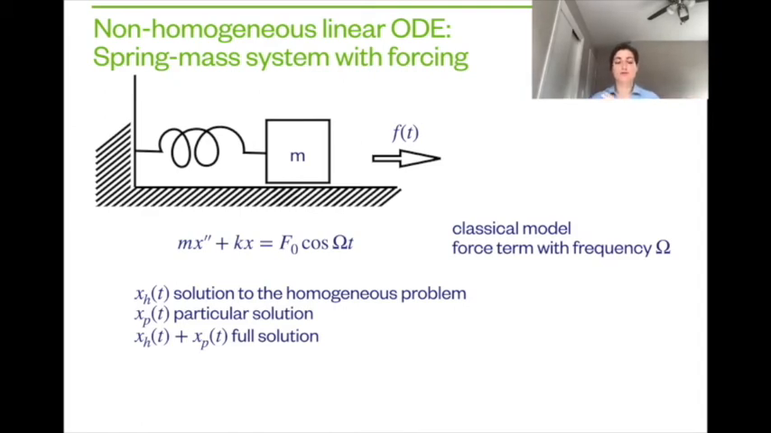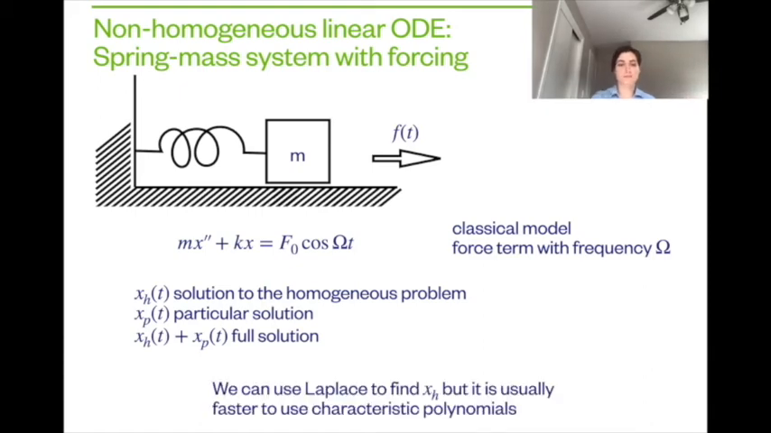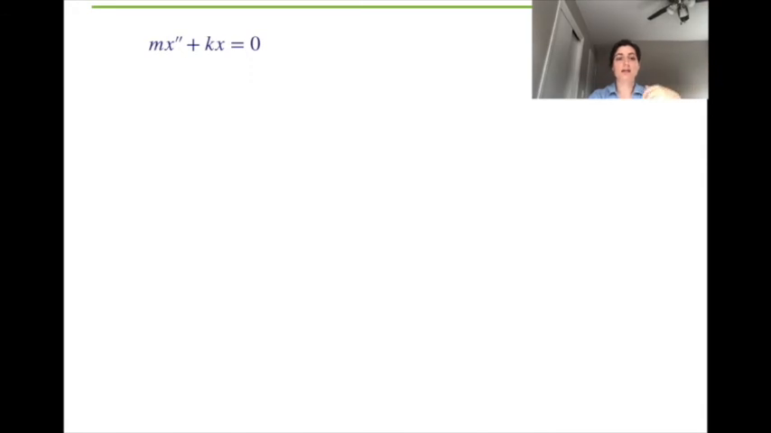then you look for a partial solution with the forcing term. And the full solution is a combination of the solution of the homogeneous problem and the partial solution. We can use the Laplace transform to also find the solution of the homogeneous problem, but it's usually faster to just use characteristic polynomials. In this case, in particular, we have constant coefficients for the homogeneous problem. So I'll just assume you've used the method of characteristic polynomials to find the homogeneous solution, and we're going to go through it very fast.